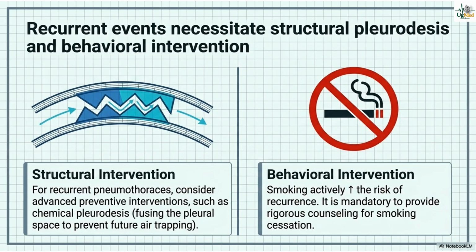Patients with recurrent pneumothorax require strategies aimed at preventing future episodes. One option is structural intervention, such as chemical pleurodesis, which promotes adhesion of the pleural surfaces and reduces future air trapping. Equally important is behavioral intervention. Smoking cessation is critical because smoking significantly increases recurrence risk. For examinations and clinical practice alike, recurrence prevention is an important component of long-term management.